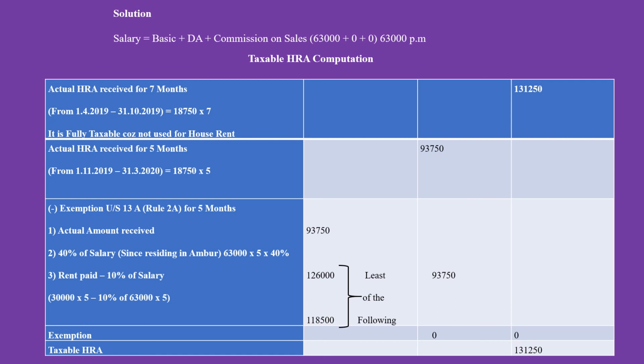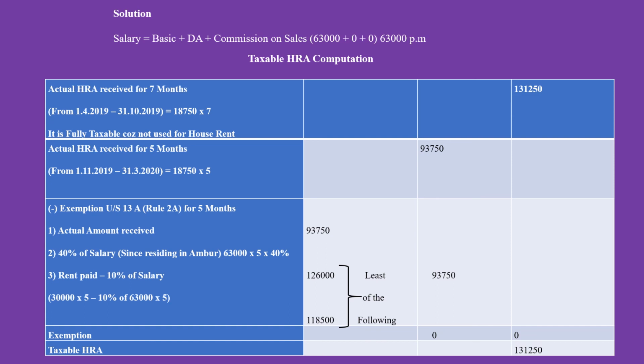Third condition is rent paid minus 10% of salary. So rent paid again for 5 months is 30,000 per month into 5, minus 10% of salary. We know 63,000 is per month and we are calculating here only for 5 months. So 63,000 into 5, 10% on that is supposed to be taken here. So that comes up to 1,18,500. So 3 conditions we've received. Which is the least of the following? 93,750 is the least. So you take that to the second column. So 93,750 minus 93,750, the exempted amount is going to be 0.